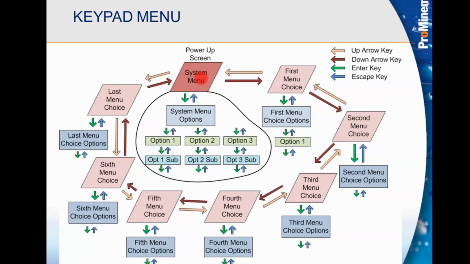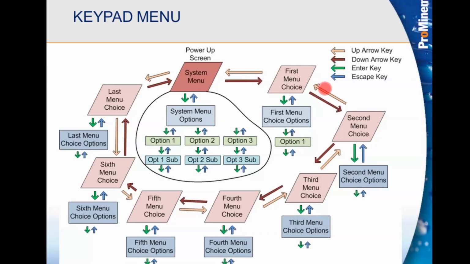If at any time you press the enter key, green arrow, you would drop down into a submenu for the option that you're currently looking at. So if you're at the first menu choice and you press enter, you'll see the options that are available for that particular menu choice. Typically after the first system menu, where you can see the IP address and the time and date, if you go over to the first menu choice, that's usually the alarms. So you could go into the alarms menu.